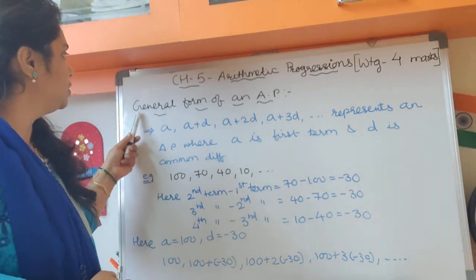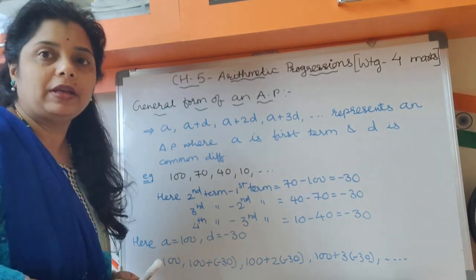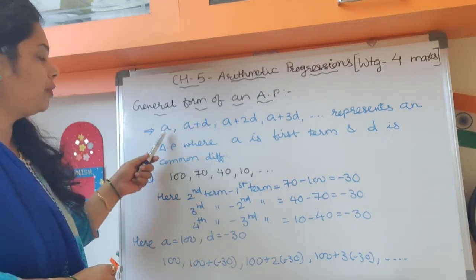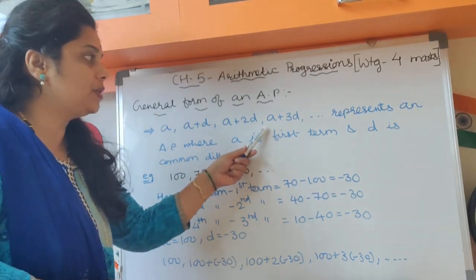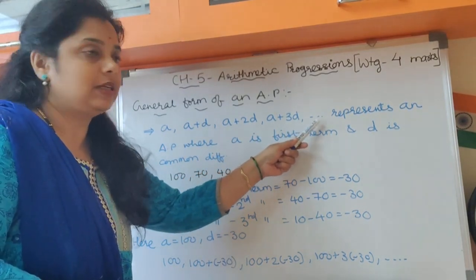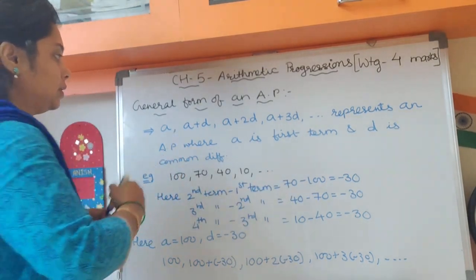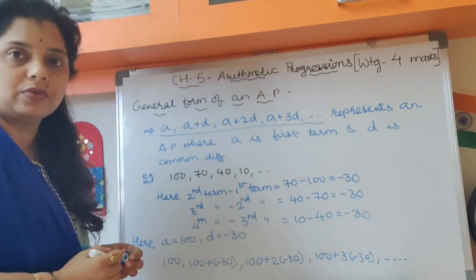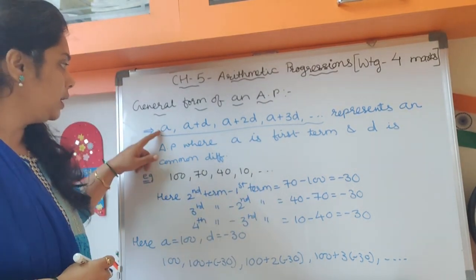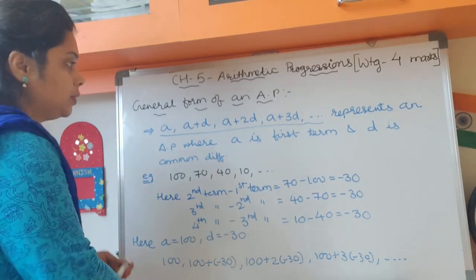Let's get knowledge related to the general form of an AP. The general form of an AP is a, a plus d, a plus 2d, a plus 3d, and so on. This is a list of numbers, or we can say a sequence. And here a is the first number.